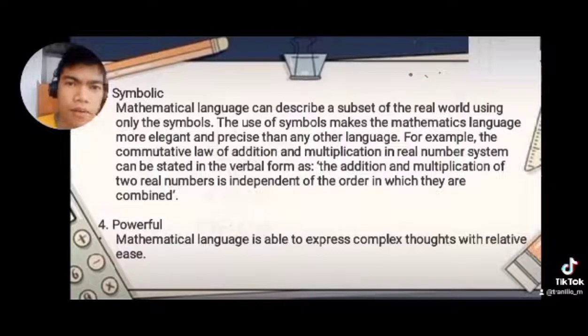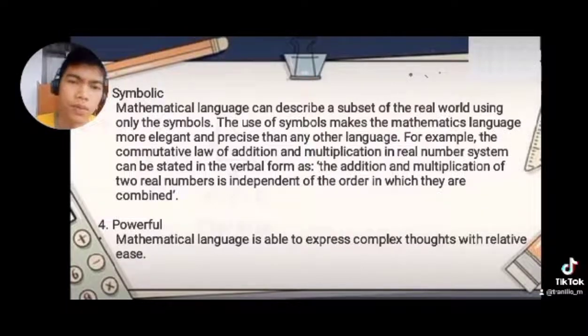Move on na tayo sa number 3. The symbolic. Mathematical language can describe a subset of the real world using only symbols. The use of symbols makes mathematical language more elegant and precise than any other language. For example, the commutative law of addition and multiplication in the real number system can be stated in verbal form as: the addition and multiplication of real numbers is independent of the order in which they are combined.